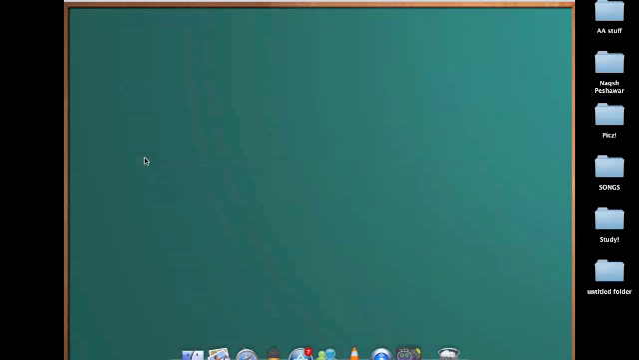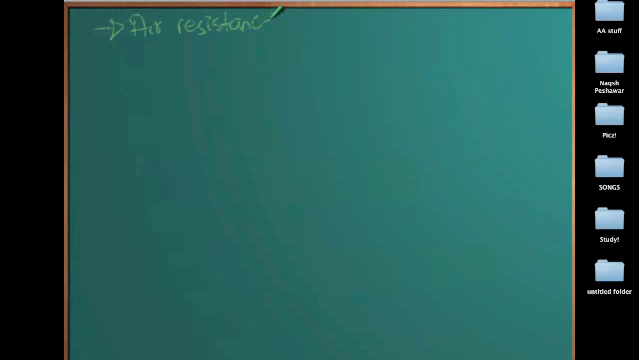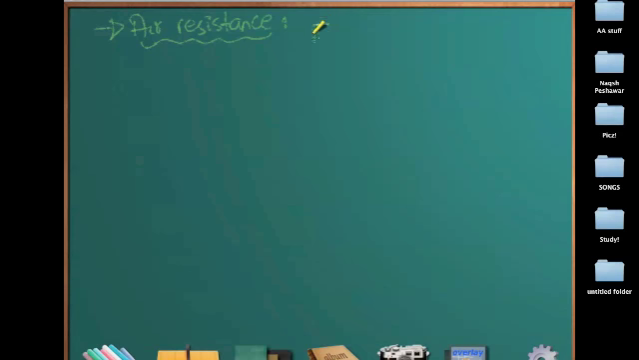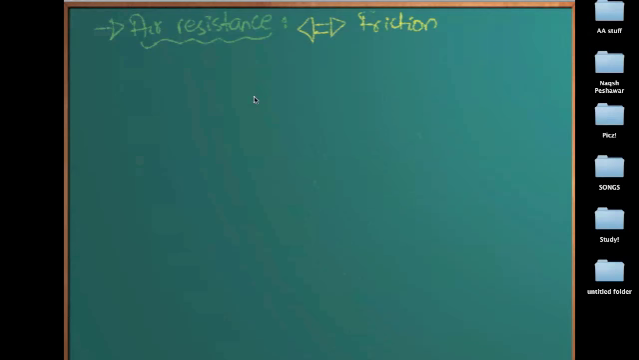Hey guys, today we'll be talking about air resistance, one of the major forces that we will be encountering in our syllabus. First of all, we will have to understand that air resistance is very much like friction. But air resistance takes place in air. So it wouldn't be wrong if I just call it friction of air. It takes place in the air.